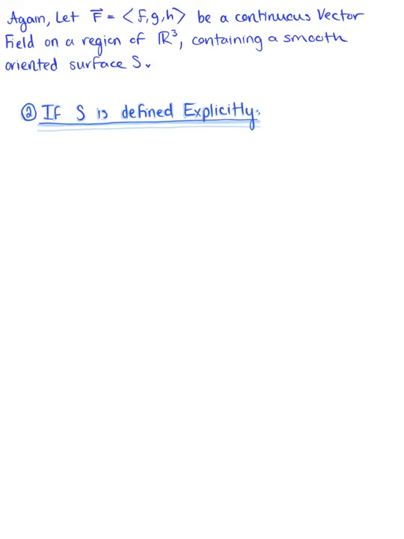So again, we begin by letting vector field F be a continuous vector field on some region in space containing a smooth oriented surface S. So we want to think, okay, well, what if this smooth oriented surface is defined explicitly? If our surface is defined explicitly, that means we're given the surface in the form z is equal to g of x, y, such that x, y is an element of some region R, where R is in the plane, or in R2.